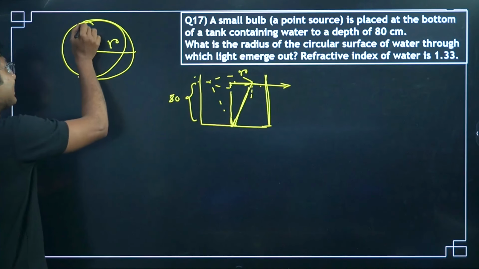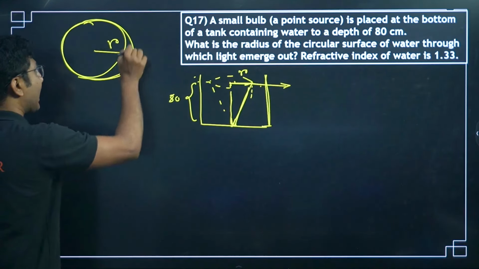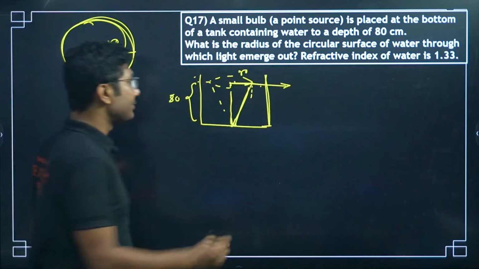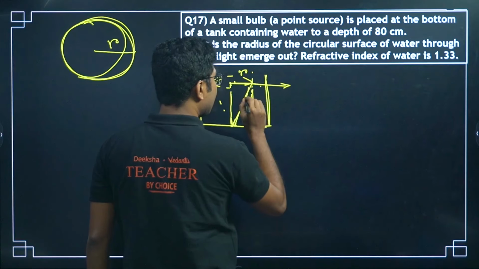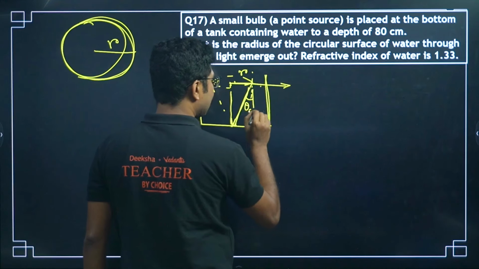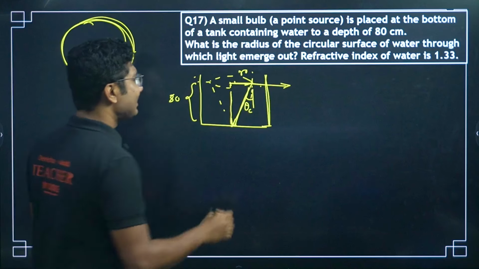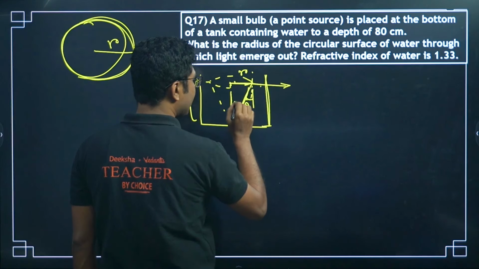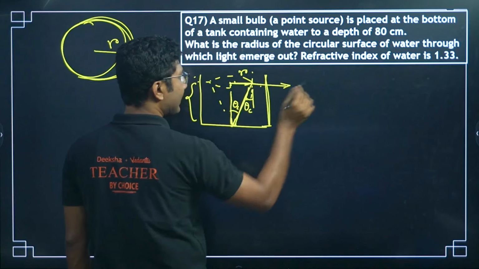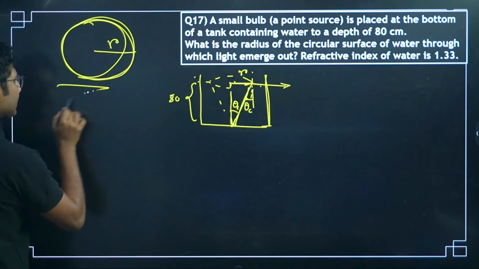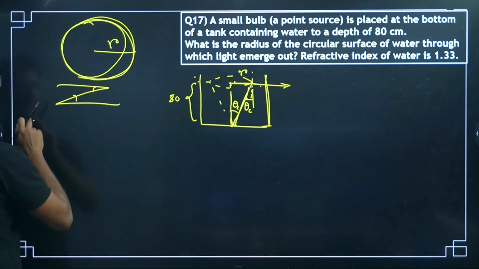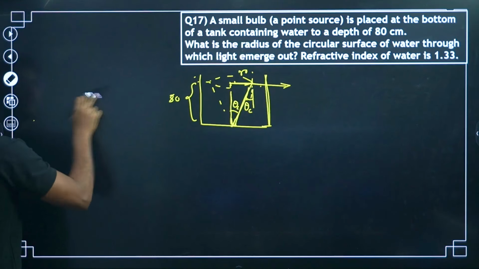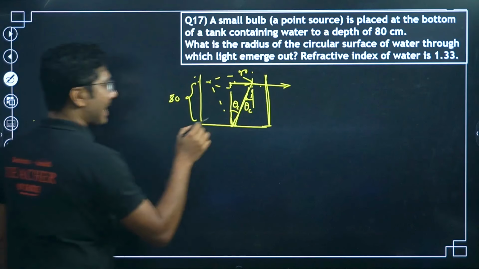Now, at this circular boundary, it is the critical angle of incidence, so this is theta c. This angle is theta c. Now, this angle will also be theta c, as an alternate angle. If you see any Z, always remember that this angle is equal to this angle. This is the basic geometry, so from there we can say that this angle must be theta c.